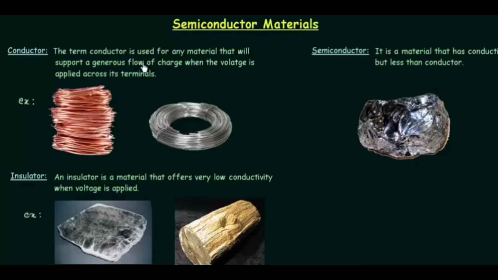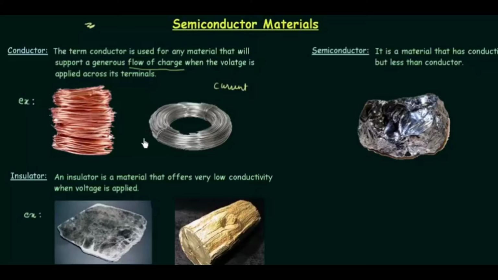The term conductor is used for any material that will support a generous flow of charge when the voltage is applied across its terminals. We already know the flow of charge through a cross-sectional area in the given time is called as current. And we have to check for the amount of current flowing through the material, and depending upon this current we will categorize them in three categories. The first one is conductor, the second one is insulator, and the third one is semiconductor. So let's start with it.